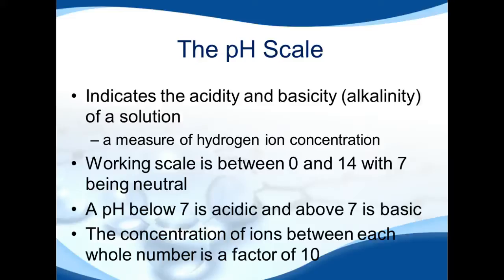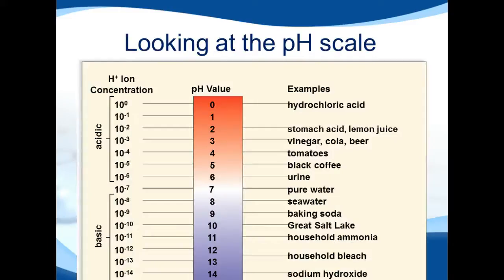basic. So one thing you want to keep in mind is that the concentration of ions between each whole number on the pH scale is actually a factor of 10. It's not a doubling here, it's a tenfold change. So let's take a look at the pH scale here. So we'll start at a nice neutral pH of 7. So here's our concentration of hydrogen ions. That's just pH by definition. So a nice neutral pH, we say pure water.